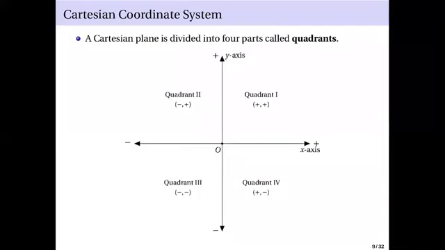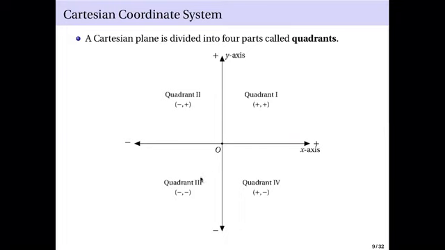Now, if we go back to the Cartesian plane, you have this x-axis, you have this y-axis, and then you have the signs on the axes. To the right of O along the x-axis, those are your positive x values. To the left of O, those are negative x values. From O along the y-axis, those above O are positive y values, and those below O are negative y values.